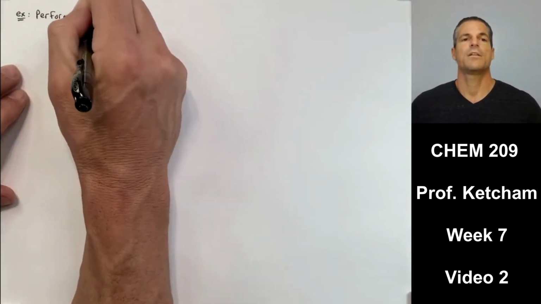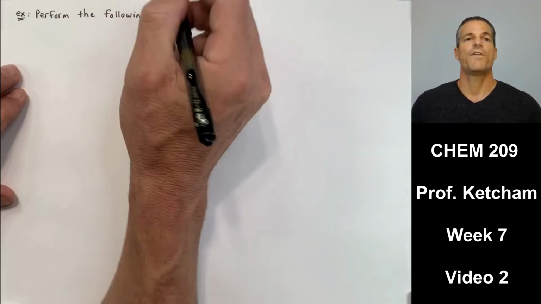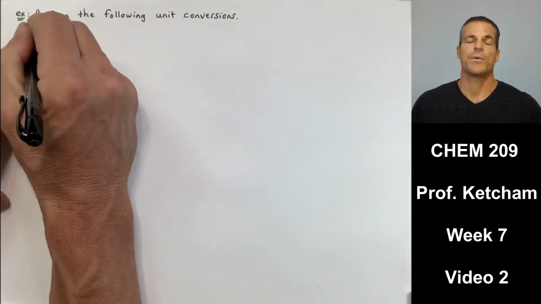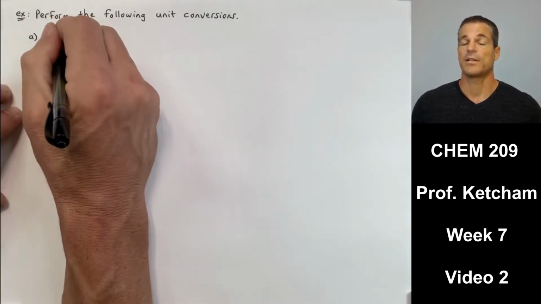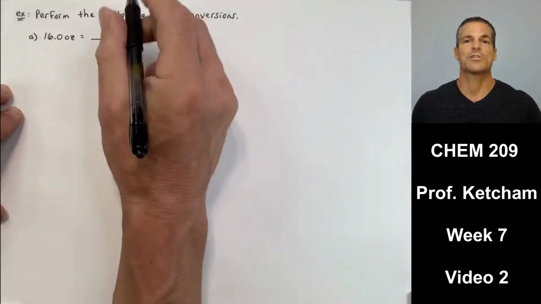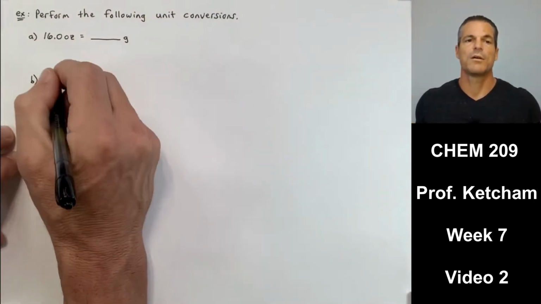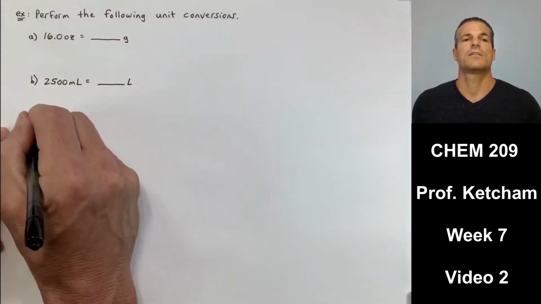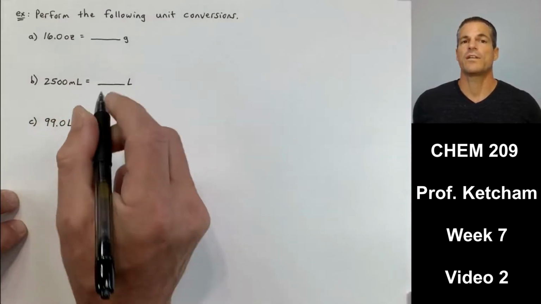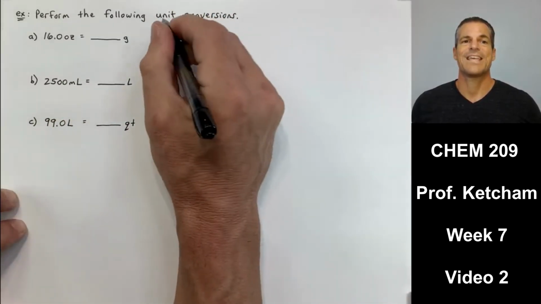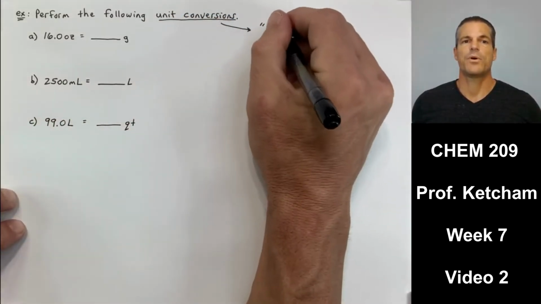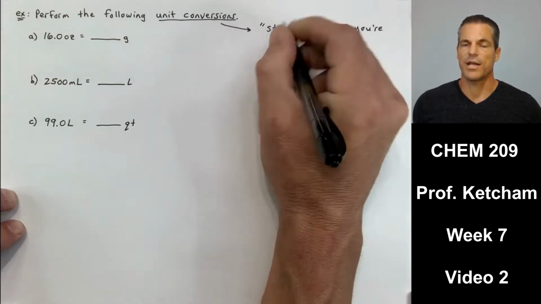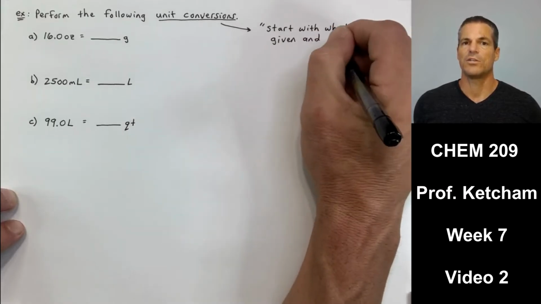Okay. Another example, perform the following unit conversions. Now the last example we just did, we were just writing out conversion factors by looking at the table. This is the actual quote, start with what you're given, put it over 1, and move left to right, canceling units. So perform the following unit conversions. The first one, A, 16.0 ounces. We have to convert ounces into grams. I'm more concerned with looking at the units.